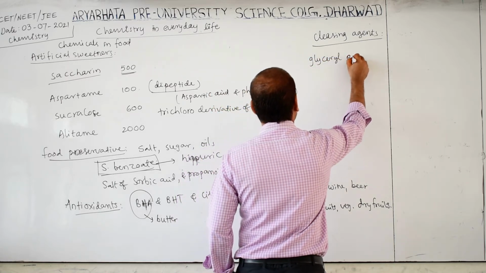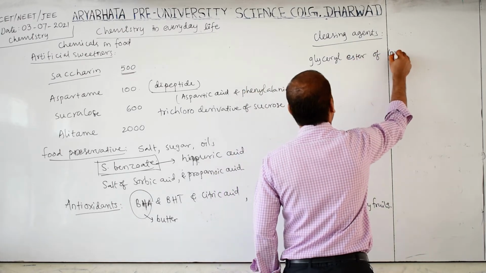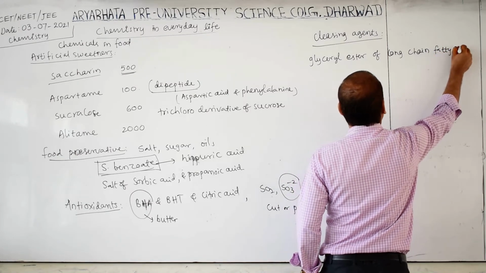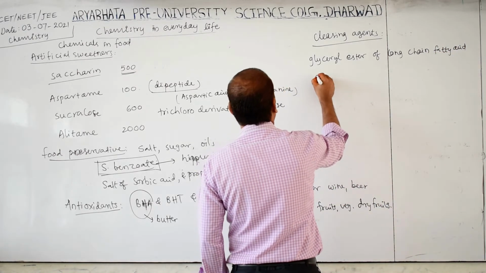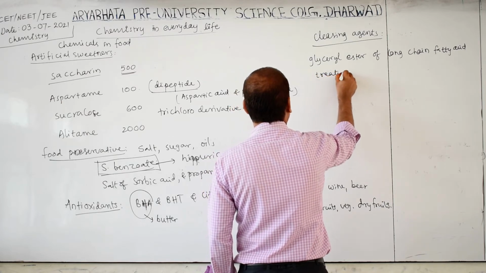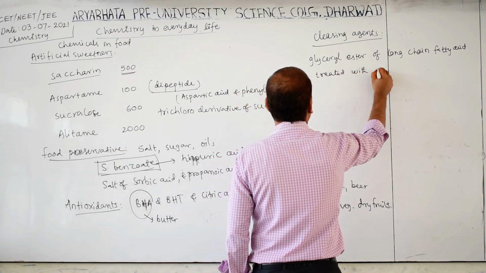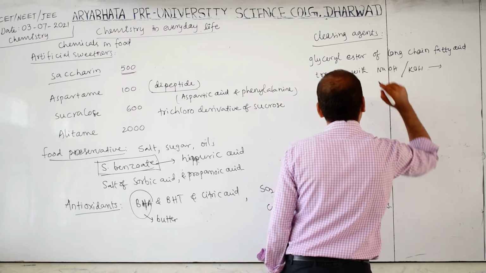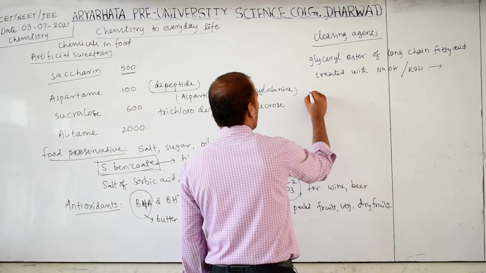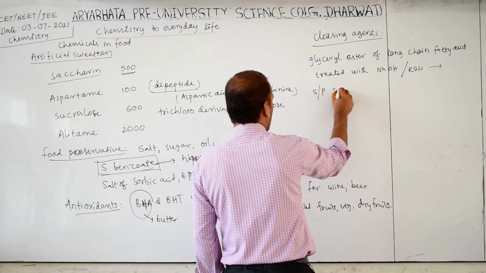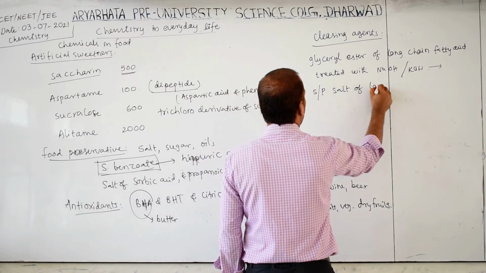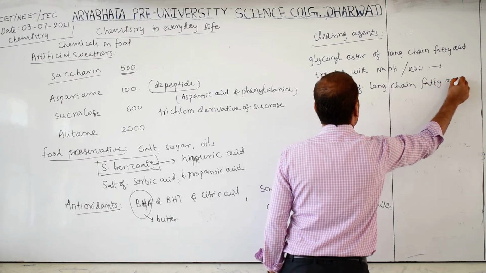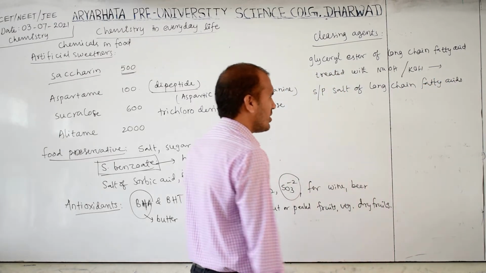Glyceryl ester of long chain fatty acid treated with base, that is NaOH or KOH. It gives which one? Sodium or potassium salt of long chain fatty acids. Sodium or potassium salts of long chain fatty acids. This is called soap.